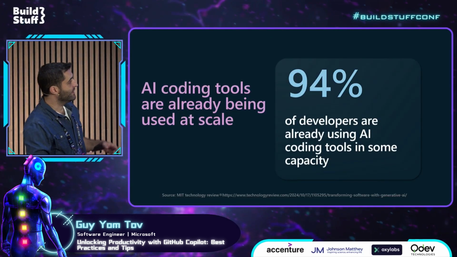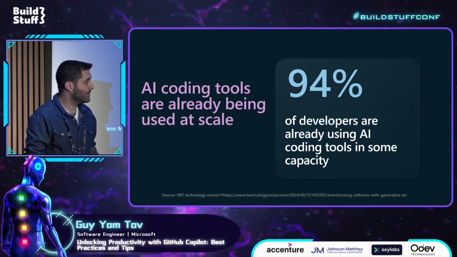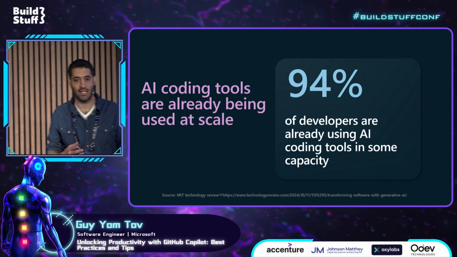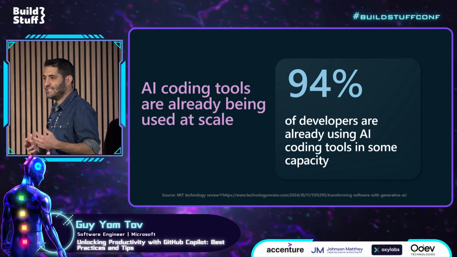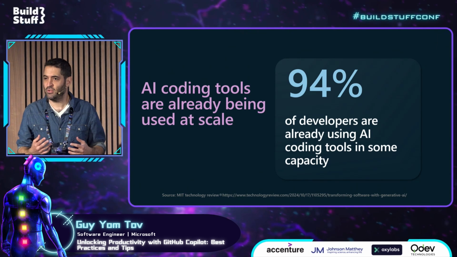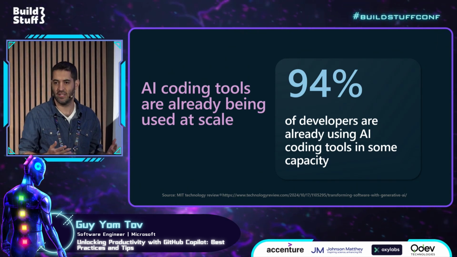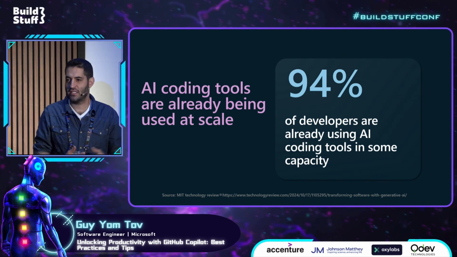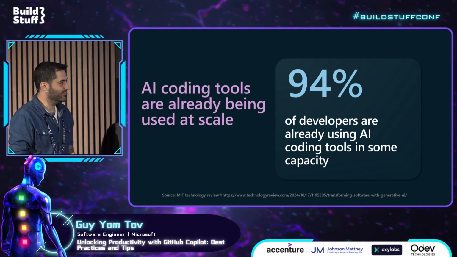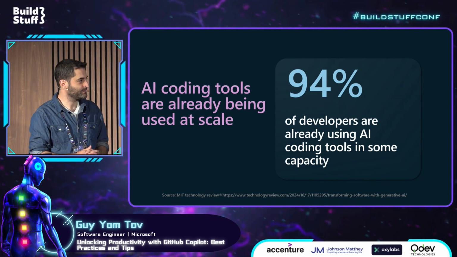A recent survey has shown that 94% of developers are already using AI coding tools in some capacity, which means it's not a thing for early adopters anymore. If we look at the number 2 years ago, it was completely different. We all know the transition that developers are making today.